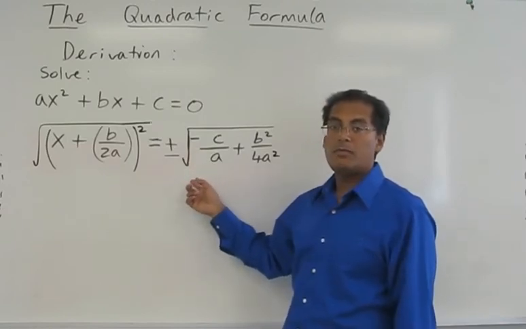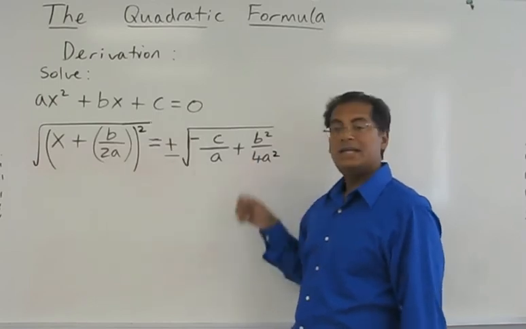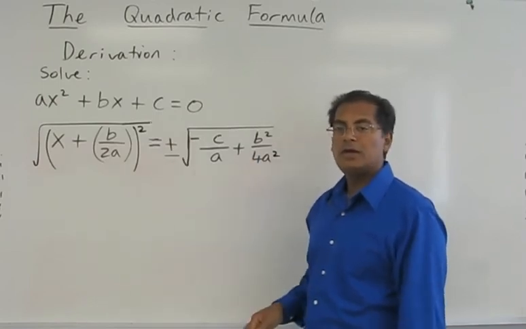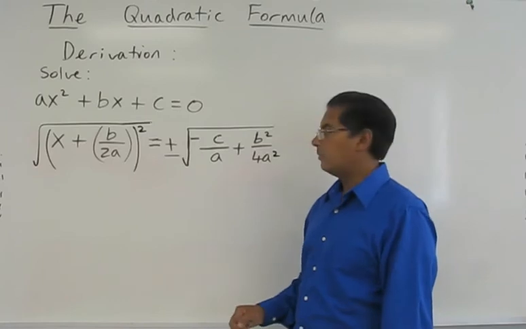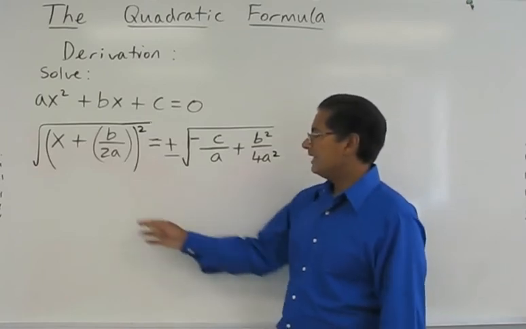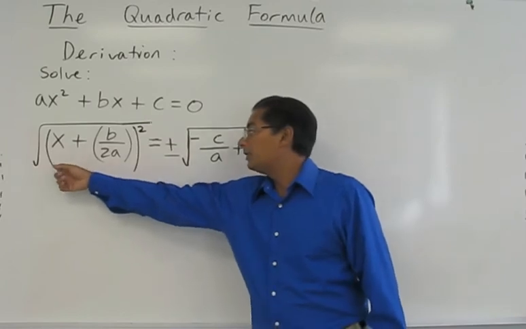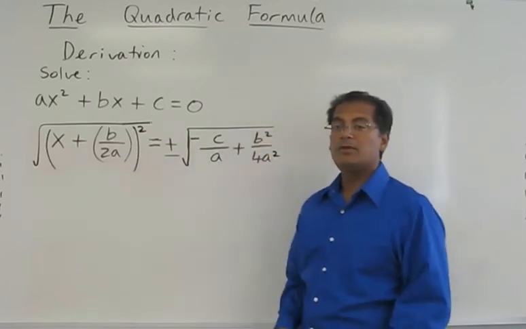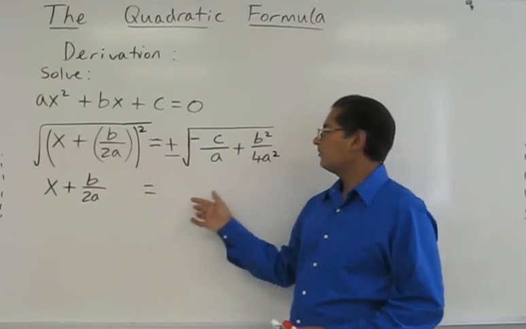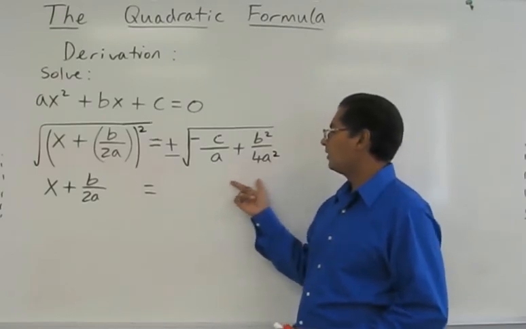According to the square root property, it can either be the positive root or the negative root. And remember, we're solving an equation, so we're using that square root property. So the left side, when you square root a square, you end up with what's being squared, x plus b over 2a. And on the right side, I'm going to simplify this square root a little bit.